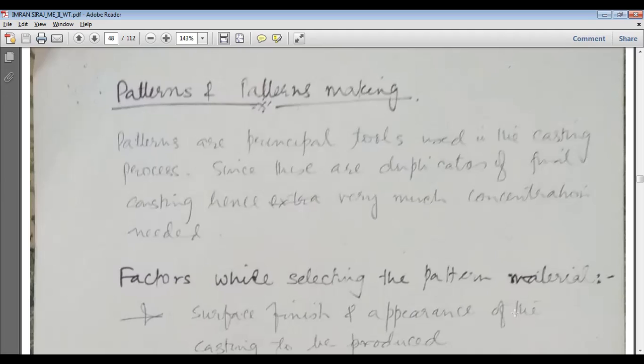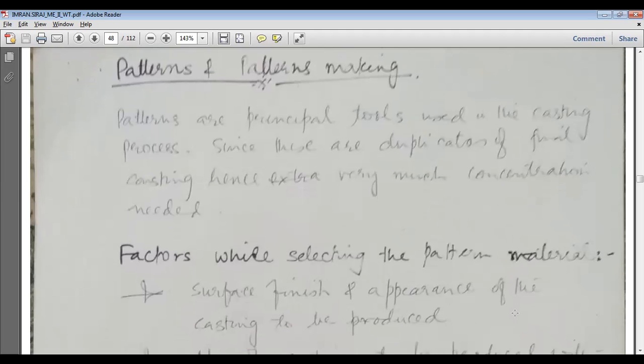This pattern is similar to the part that we are going to produce, but it is slightly larger. For a few causes it is kept slightly larger, which we'll discuss later on. But right now we have to know what material the pattern should be made of. So first of all we must know what factors are involved while selecting a pattern material.